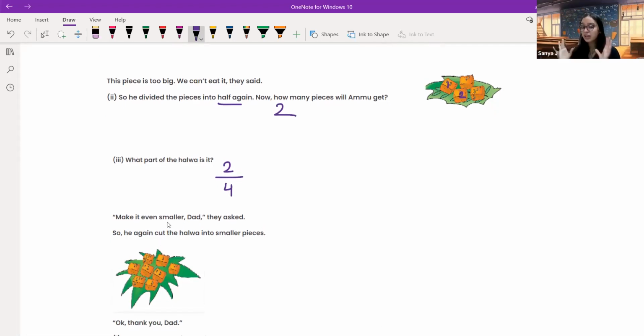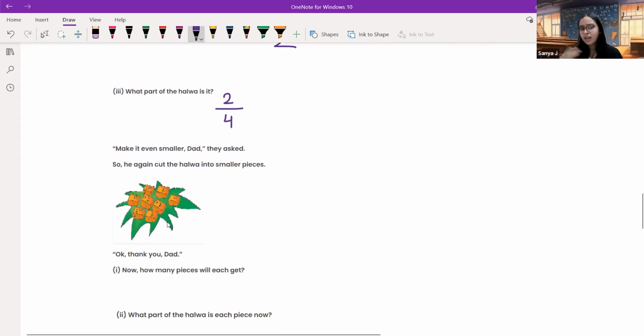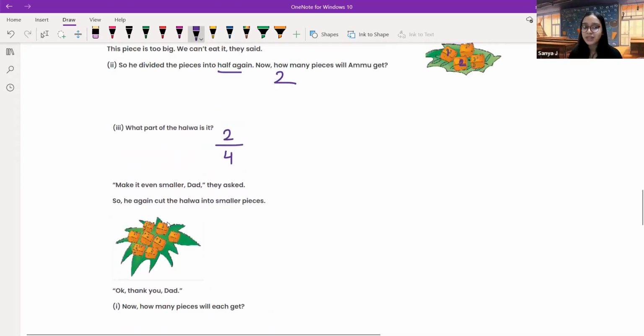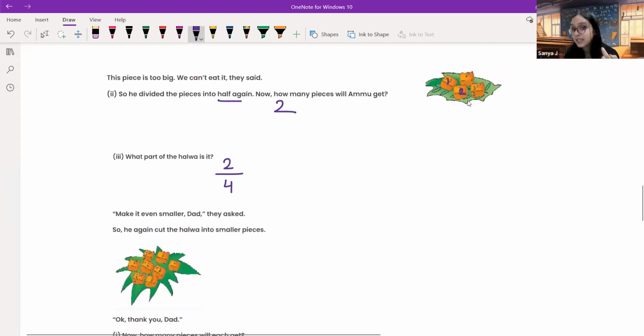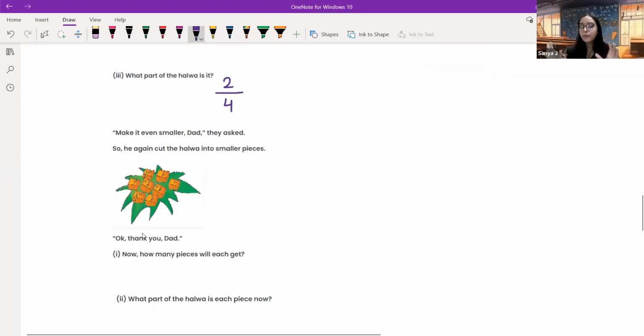The pieces are so big that we can't even eat them now. So make them even smaller. So now he cuts the halwa again into smaller pieces. Okay. Now these four pieces are once again cut into half. Okay. Half, half, half, and half. So now the total number of pieces is going to be 8. Correct? They say, thank you, Dad.